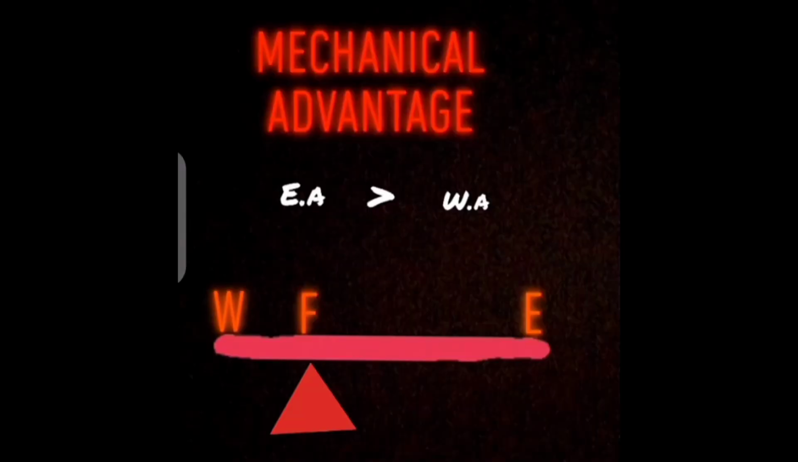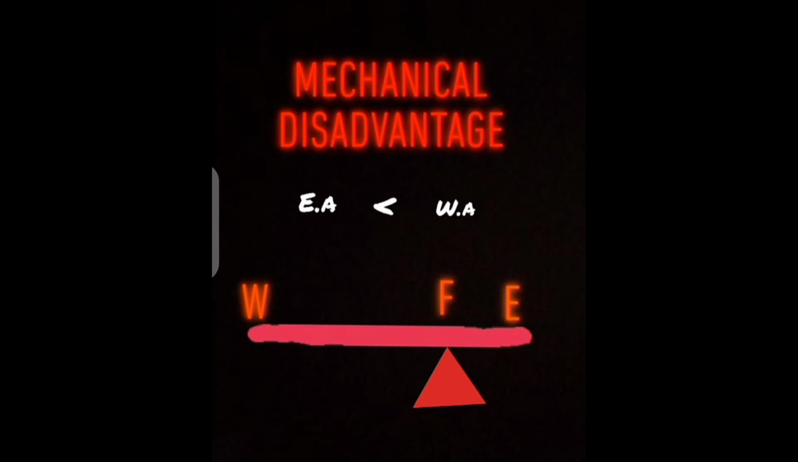If the length of effort's arm exceeds that of the weight's arm, less effort will be required. This condition is known as mechanical advantage. Conversely, in cases in which the weight arm exceeds the effort arm, a condition of mechanical disadvantage occurs.